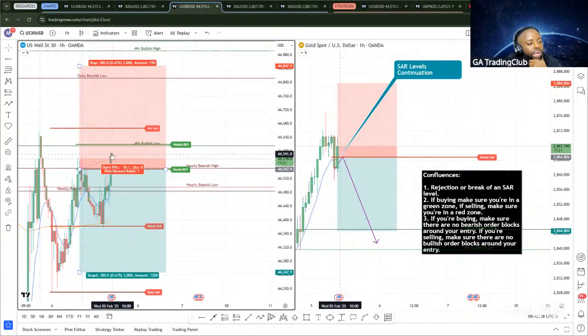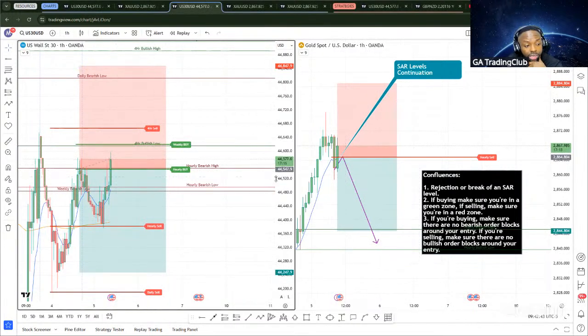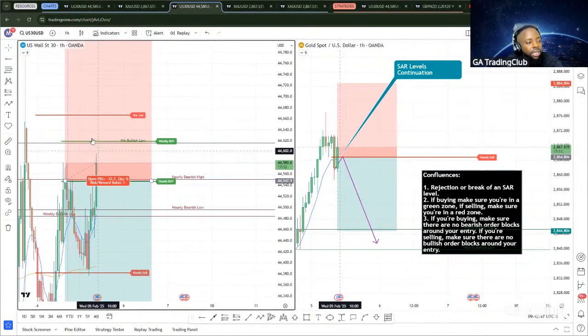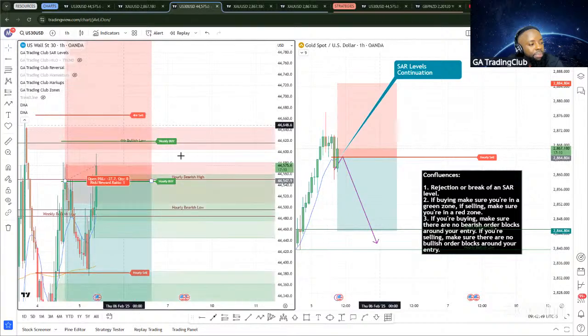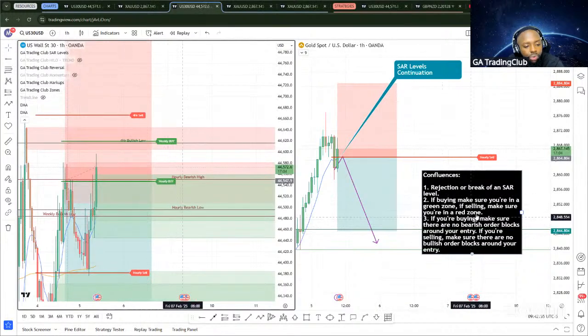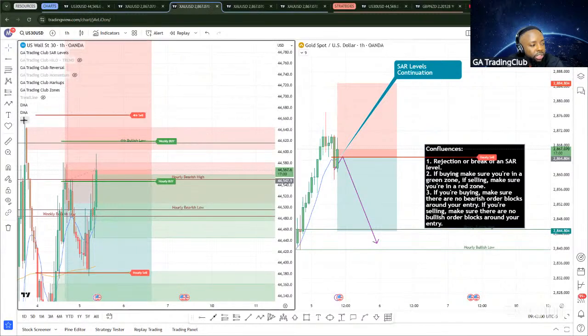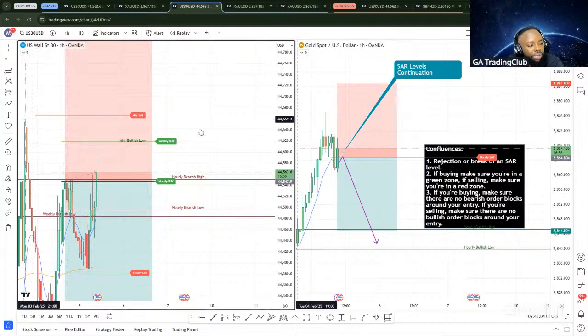If we have a candle reject and close below this zone, again, I wouldn't take that trade because remember, what is confluence number 3? As much as here we are coming into a supply zone for US 30 where that rejection level is. If you remember confluence number 3, which is here, if you're buying, make sure you don't have any bearish order blocks around your buy entry. If you're selling, make sure you don't have any bullish order blocks.